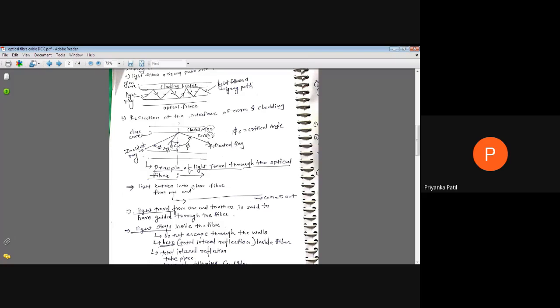The next figure shows the glass cladding having n2. Here the basic principle is that the light enters the glass fiber from one end, travels throughout the cable, and comes out at the other end. The light travels from one end to the other, guided along a particular path.